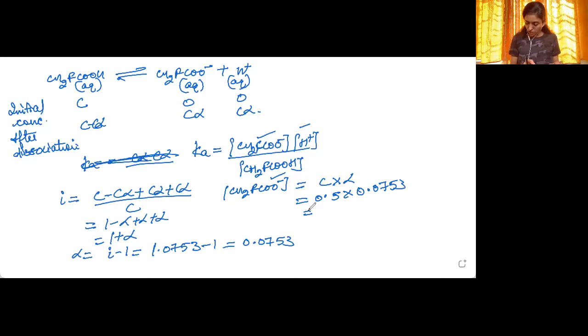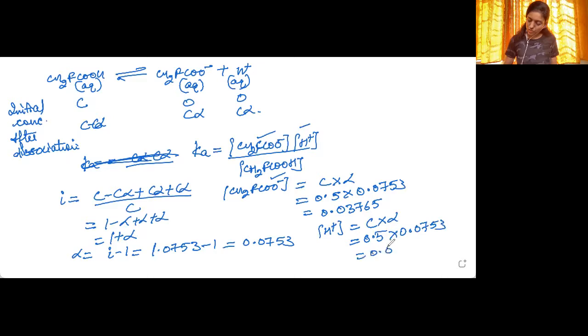0.0753 multiplied by 0.5, 0.03765. It is a bit long question. Be patient. Okay, I'm just noting it down. 0.03765. Just like this, the concentration of H positive will also be equal to C into alpha. So C is again 0.5, alpha is again 0.0753. It is equal to 0.03765. So these two values we have got.